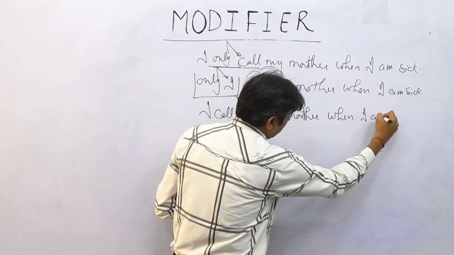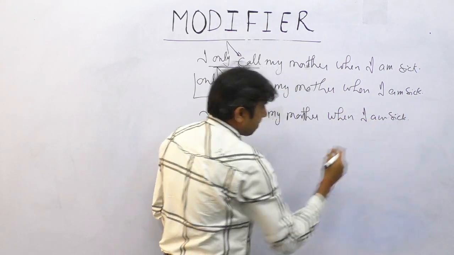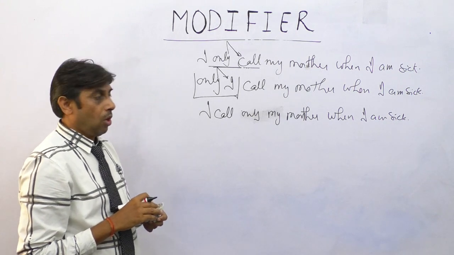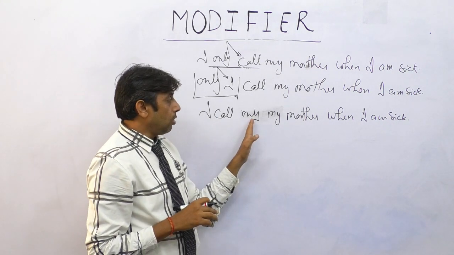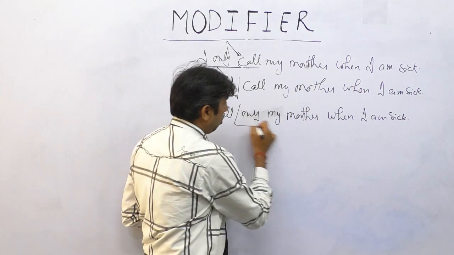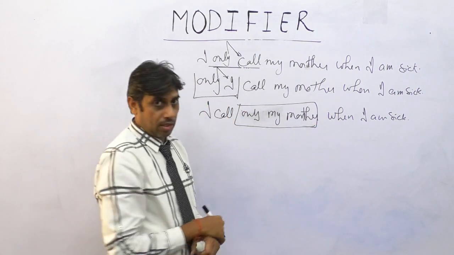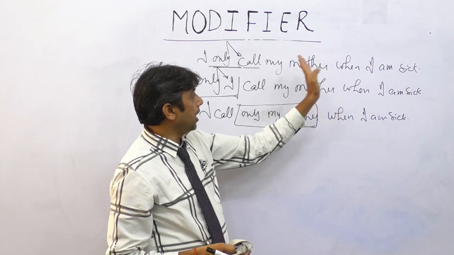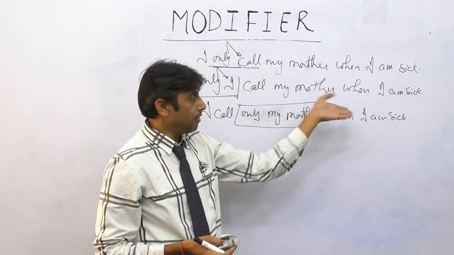When I am sick, I call only my mother when I'm sick. Now it's only my mother. We can write the sentence this way also: I call my mother whenever or when.